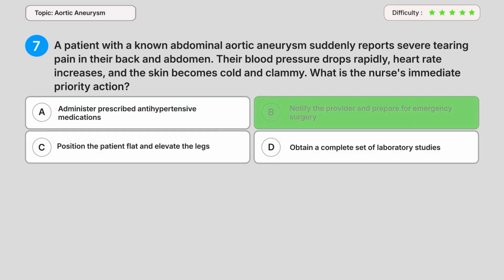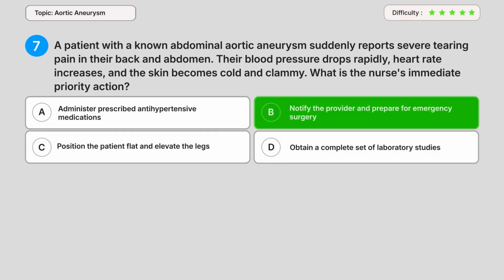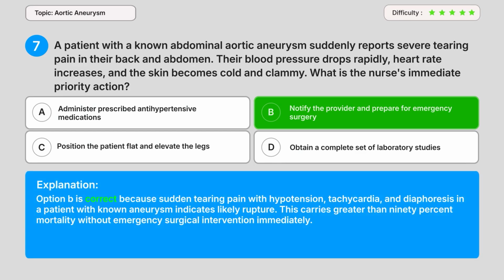Correct answer, B. Notify the provider and prepare for emergency surgery. Explanation. Option B is correct because sudden tearing pain with hypotension, tachycardia, and diaphoresis in a patient with known aneurysm indicates likely rupture. This carries greater than 90% mortality without emergency surgical intervention immediately.